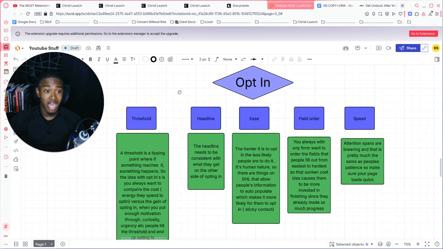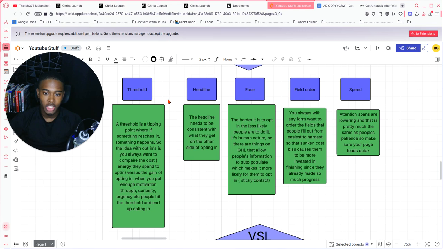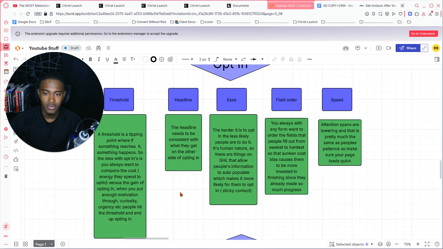Okay, now the next thing is the opt-in. So the threshold, I like talking about this, is very important. The threshold is a tipping point. If something reaches it, something happens. So the idea with opt-ins is you always want to compare the cost, the energy they spend to opt in, versus the gain of opting in. When you put enough motivation through curiosity, urgency, etc., people hit the threshold and end up opting in. That means you boost their motivation enough for them to feel like opting in is worth it.